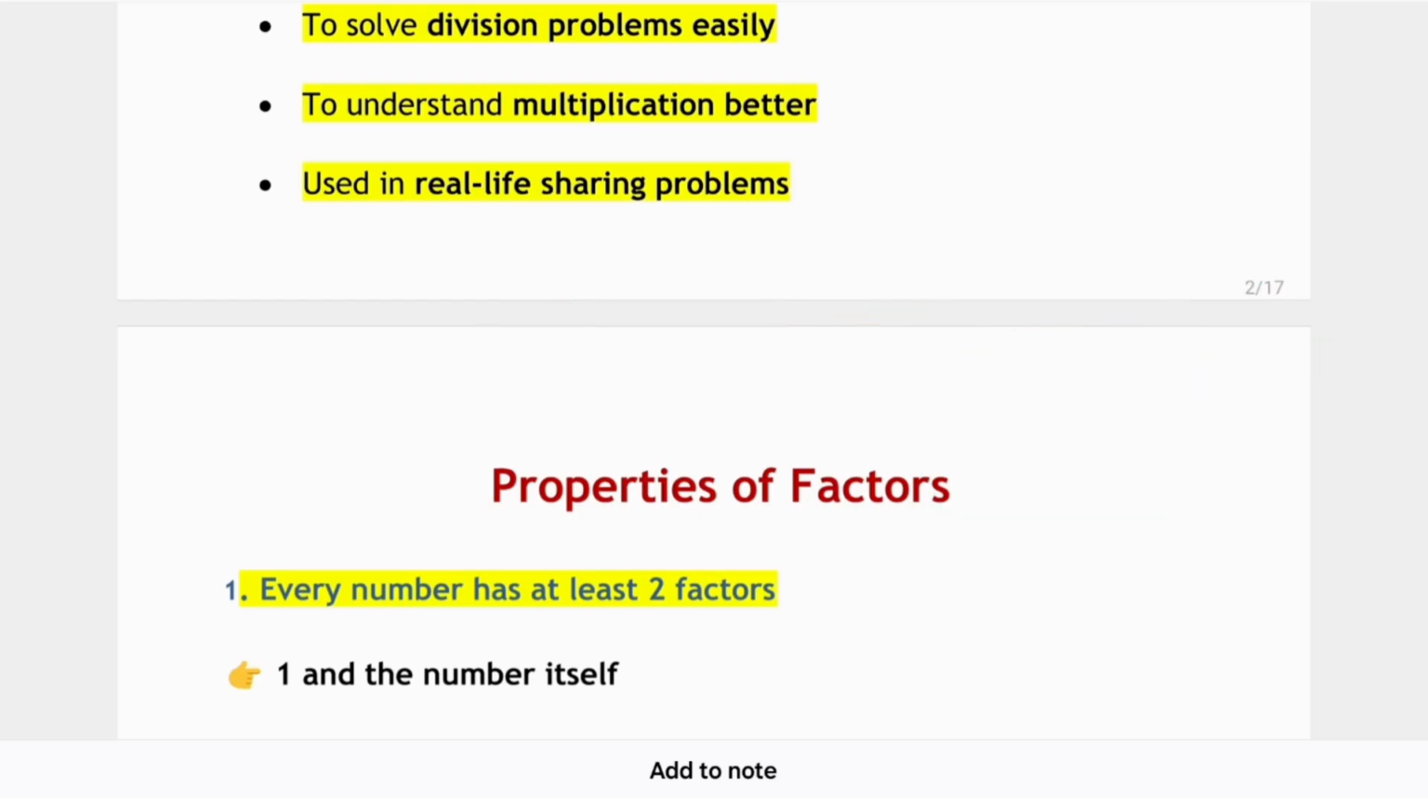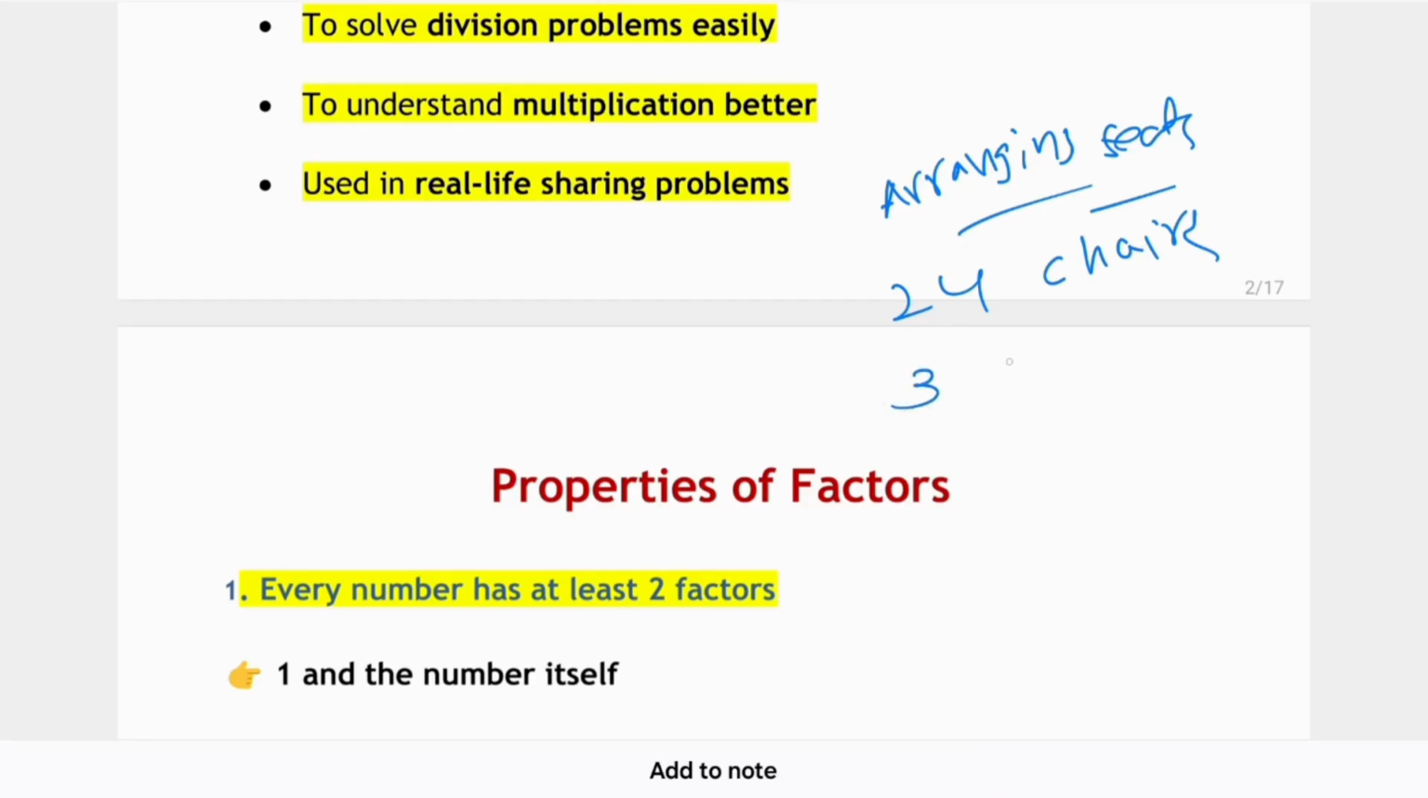Is it clear? Next, arranging seats. Factors are also used in arranging seats. For example, 24 chairs in a hall. We want to arrange them as 3 rows.